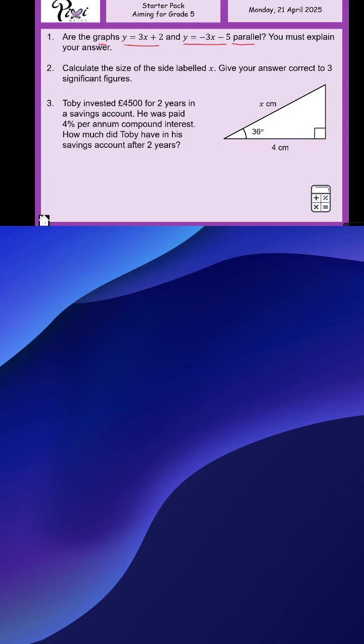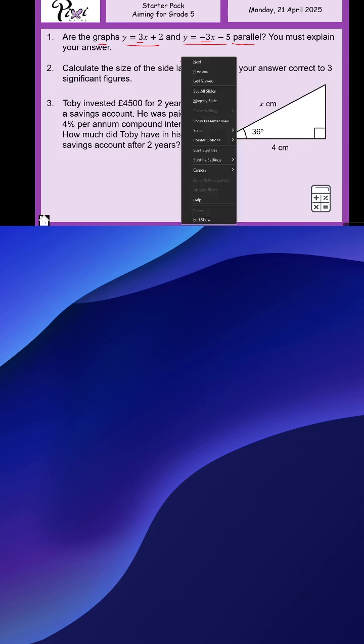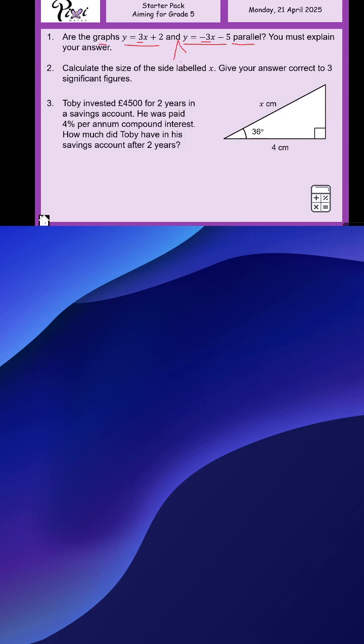Parallel lines, spot on, are lines that never meet, i.e. they have the same gradient. One has a gradient of 3, one has a gradient of minus 3, so no, they're not parallel because they have different gradients, or different slopes. One goes up and one goes down. So always look for the coefficient of x in the form y equals mx plus c, guys.